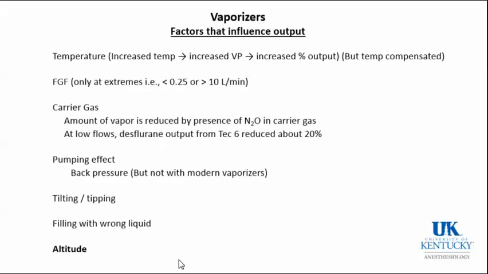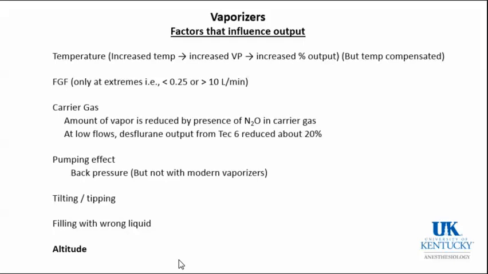These are some of the factors that affect the output of vaporizers. Temperature, but we said all of them are now temperature compensated. Fresh gas flow actually doesn't affect the output of modern vaporizers in the normal operating range between 1/4 of a liter a minute to 10 liters a minute. Lower than 1/4 or higher than 10, it may affect the output a little bit.